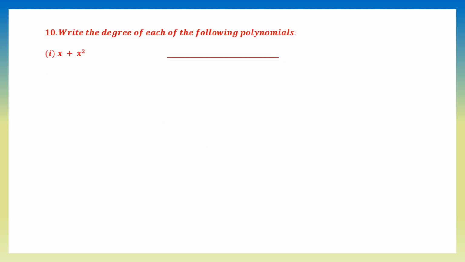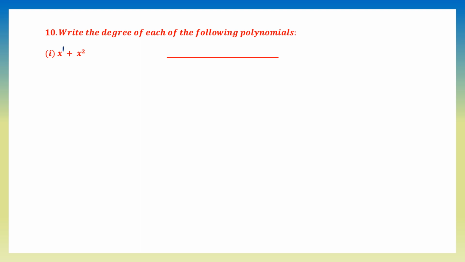Question 10. Now here we've been asked to write the degree of each of the following polynomials. So we have different polynomials given. Now, if you look, there's only x here, isn't it? So these are polynomials with only one variable. There's only one variable x. So here, to find the degree, we have to look at the powers. So if you look at the first term x here, there's only 1. The power is 1. It's raised to 1.